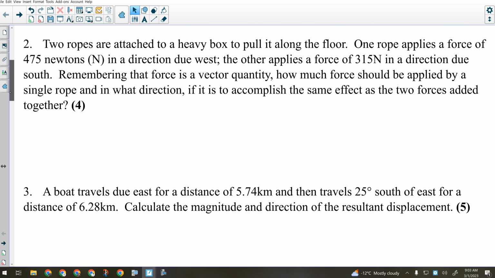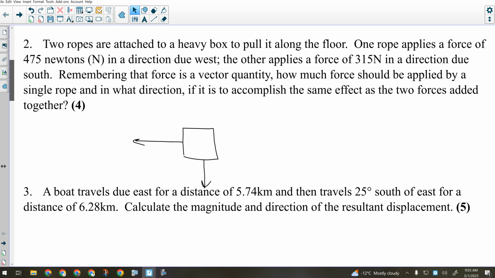Question number 2 throws people a little bit because of the context of the question. What happens with number 2 is people actually do a good thing, which is they picture the situation, and that is 2 ropes are attached to a box. But here's what I want you to think about. Here's the box, and one is pulling north, and the other is pulling west, and one is pulling south. Think about what direction this thing is going to move.